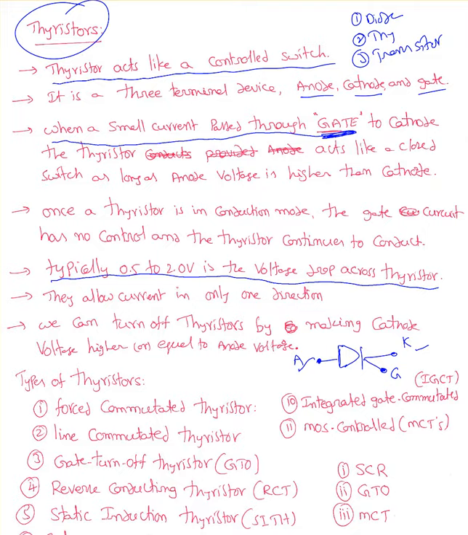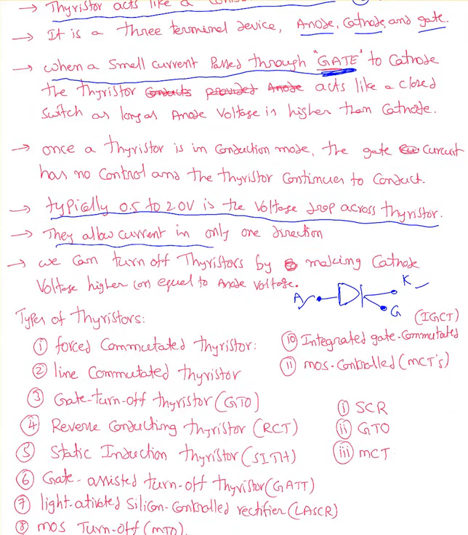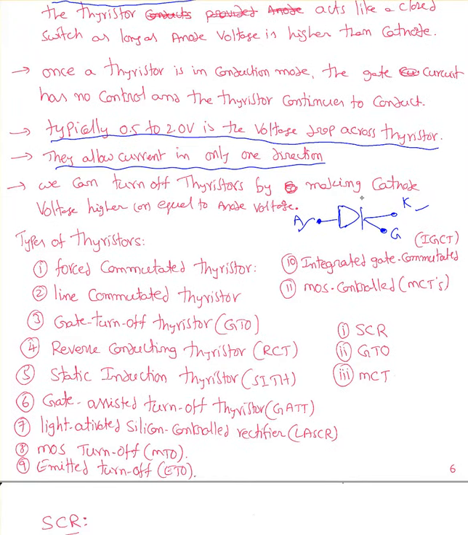Now, thyristors allow current in only one direction. Not every thyristor, though; there is the triac we're going to discuss in this video. A triac is the exception. It allows current in both directions, but the SCR, one of the major thyristors, allows current in only one direction. We can turn off the thyristor by making the cathode voltage higher than or equal to the anode voltage. As long as the cathode voltage is higher than or equal to the anode, it acts like an open switch.